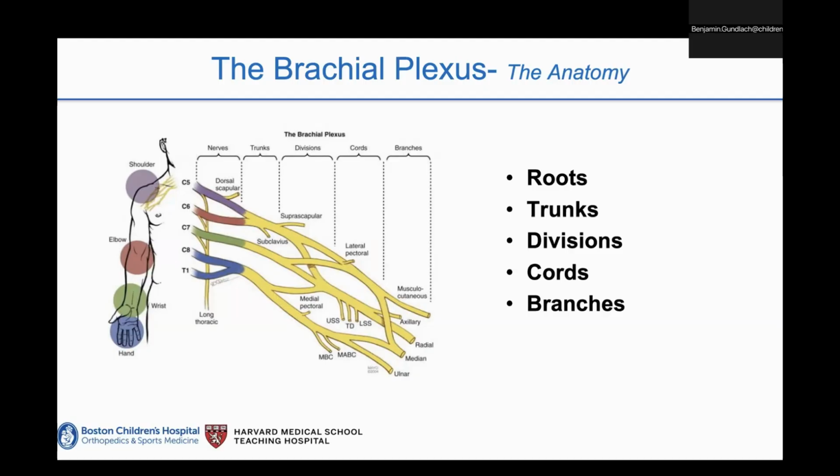In a broad sense, we think of the C5 root as providing shoulder function, the C6 root providing elbow flexion, the C7 root as providing elbow, wrist, and finger extension, and the C8 and T1 roots combining to provide finger flexion and intrinsic hand function. In reality, though, there is considerable redundancy in these innervation patterns, with each root having considerable overlapping contributions to adjacent motor groups.